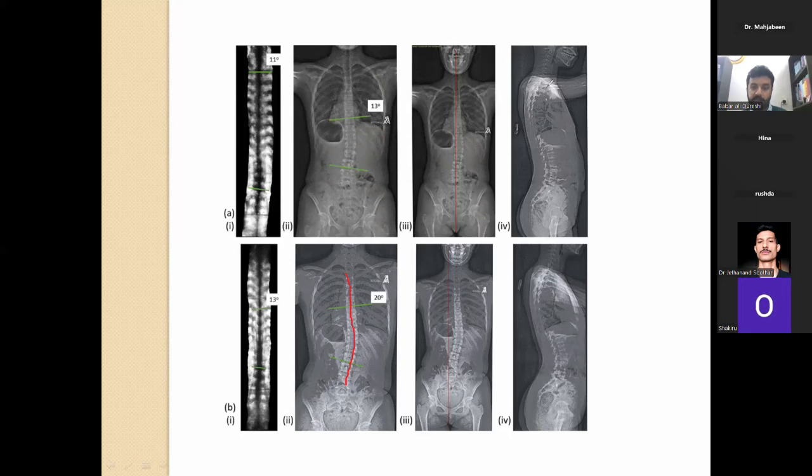Similarly, we'll see in the sagittal cut whether the curvature is lost or not. So looking at the different views whenever defining the pathology, defining the radiology, looking at the different views is very important.